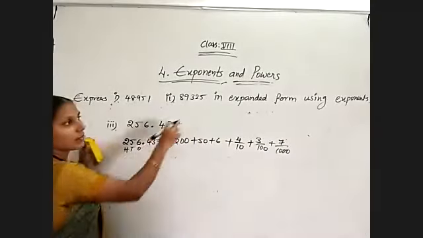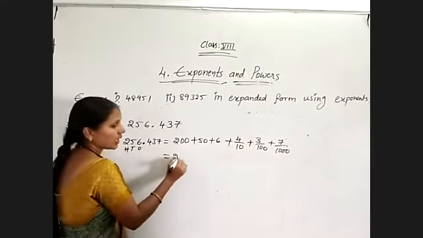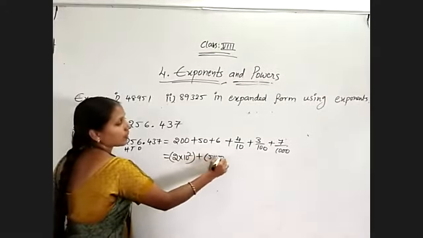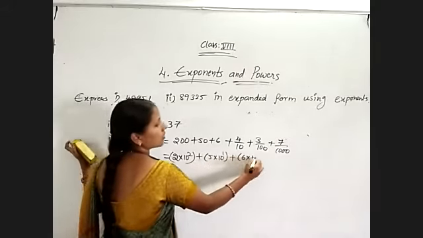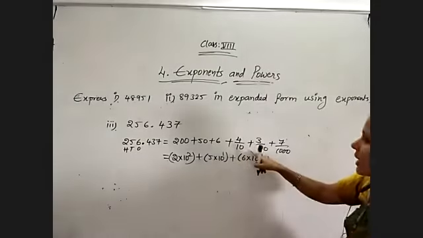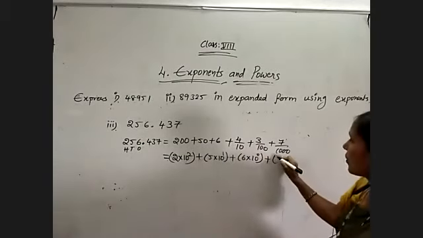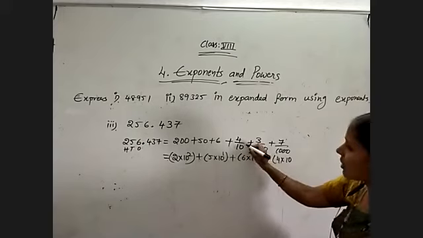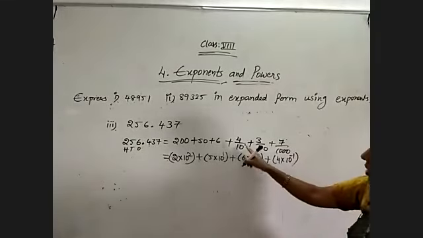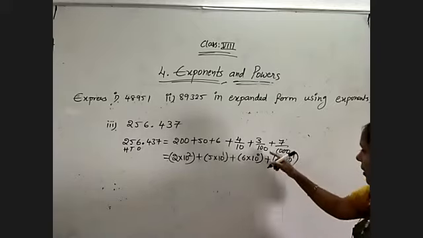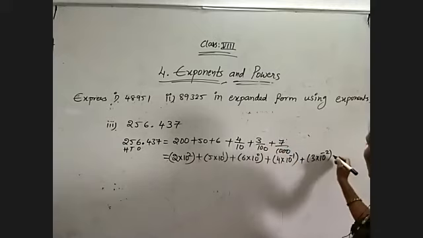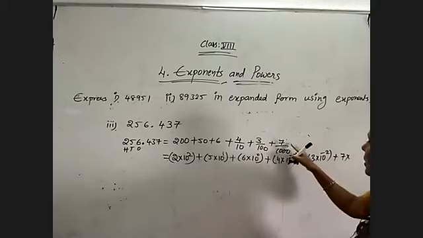Now write it using exponents. 2 into 10 square, plus 5 into 10 power 1, plus 6 into 10 power 0. Then what about 4 by 10? From here onwards we get negative powers. That is 4 into 10 to the power of minus 1, because bringing it upside becomes a negative power, since it is in the division. Now plus 3 into 10 to the power of minus 2, plus 7 into 10 to the power of minus 3.